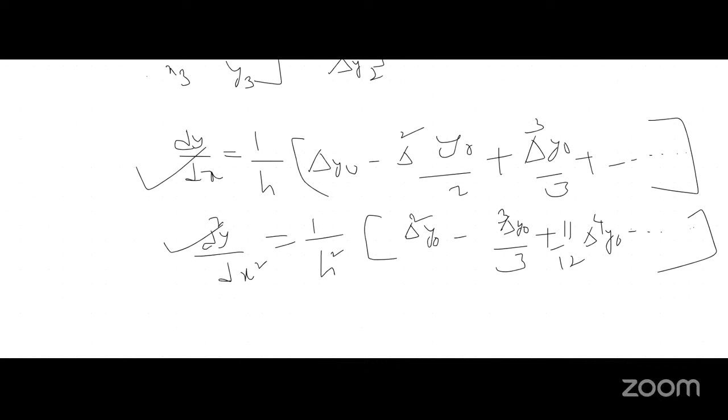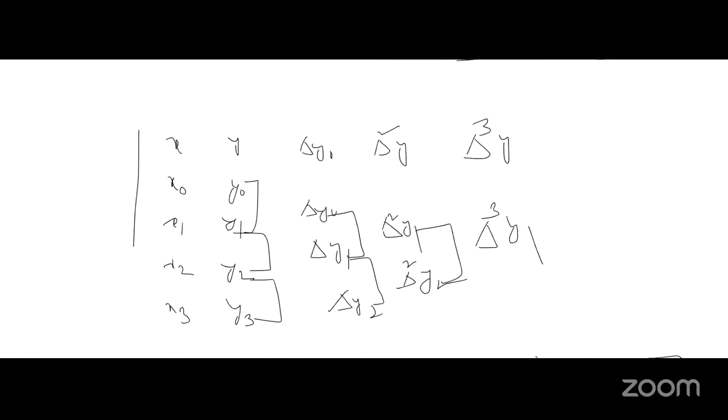So here what is the h? This difference between these two x values is called h. And the same equal interval is also called h. So the difference between the consecutive x values should be the same, and that is called h. Understood? Next.